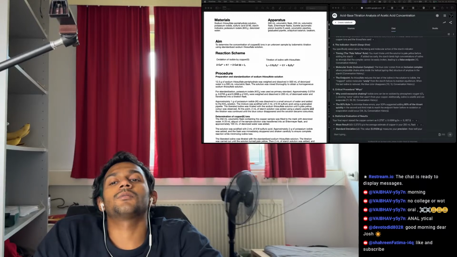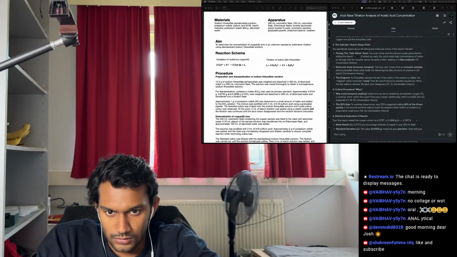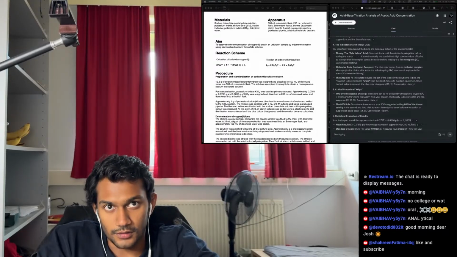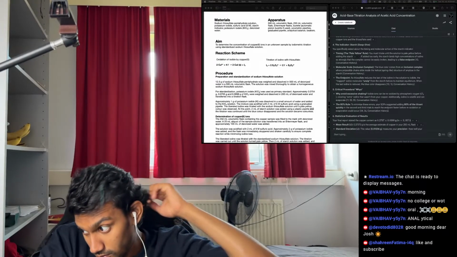It's experiment number 3, determination of Fe2+ in chloride containing solution by manganometric titration. That's where you had to add sodium metabisulfite to, yeah, it was sodium metabisulfite to reduce iron. Oh god.